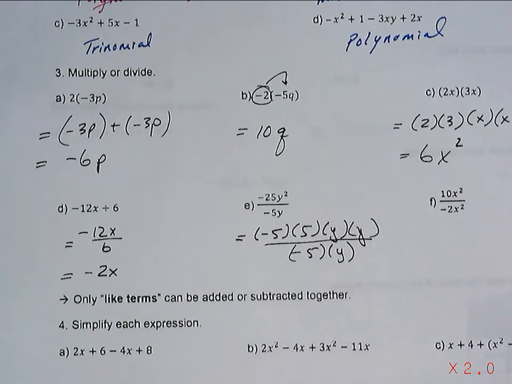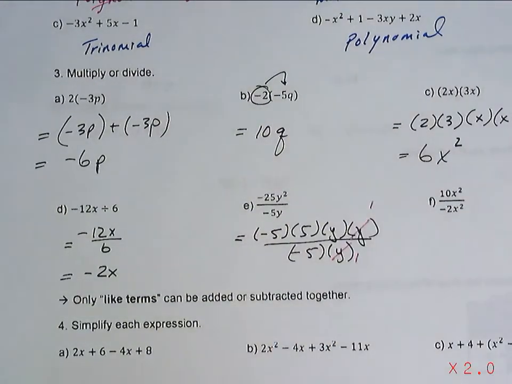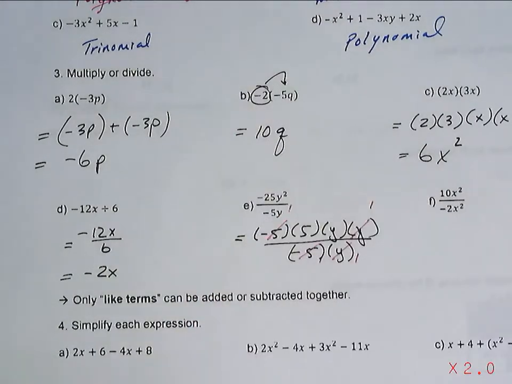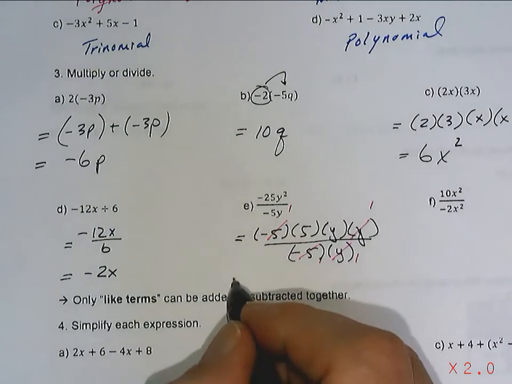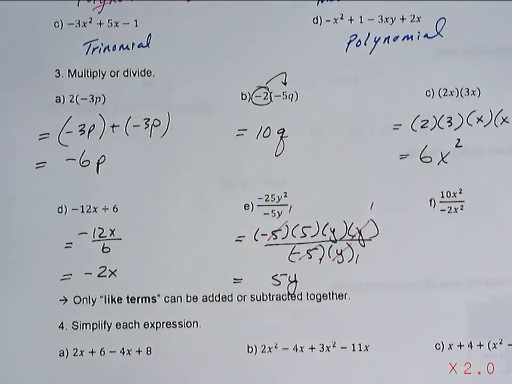So really what's happening here is this y on the bottom and this y on the top are going to reduce. This negative 5 on the bottom, this negative 5 on the top are going to reduce. And I'm going to be left with an answer of 5y. That's all that's left over. Now, you certainly don't have to show this step, but that's what I'm thinking.